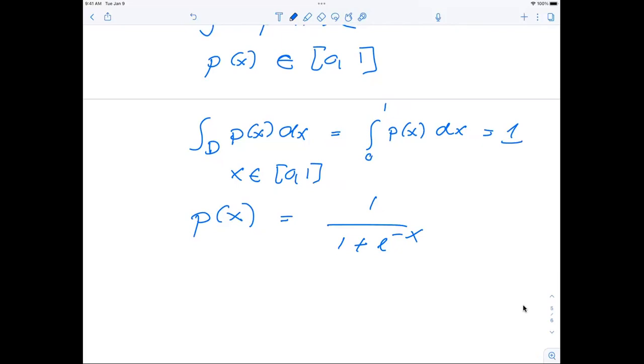When you move into more classes, you have something which is called the softmax function. Has any one of you heard of that? I'm going to come back to that. 1 plus e to the x. Do you guys know where the softmax function comes from?